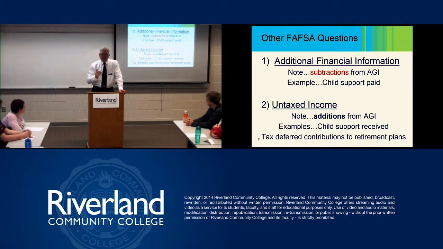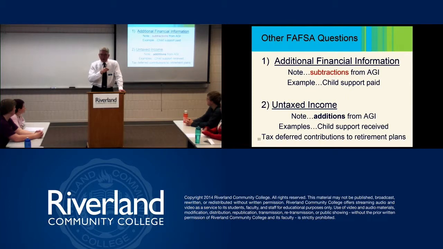The same thing is true of the second question, but it just works the opposite. There's going to be a question about other untaxed income, and that typically gets to be child support payments received, or if a person had a tax-deferred contribution to a retirement plan. Those contributions have to be put back into and added to adjusted gross income. Those are the typical ones. There are others. There's about 6 or 7 items under untaxed income. The typical ones are child support received and also a tax-deferred contribution the previous year to a retirement plan.